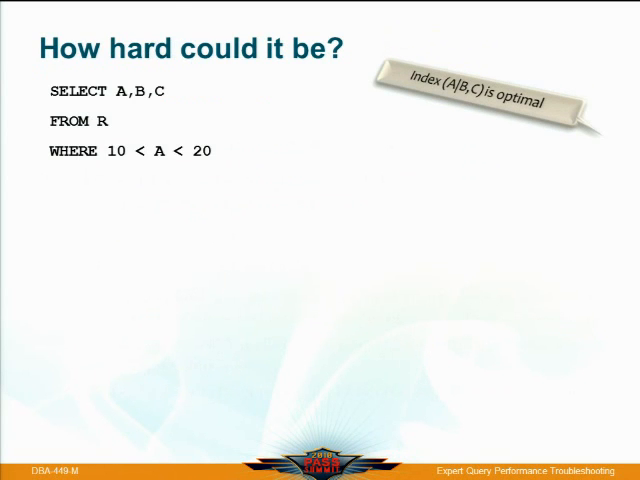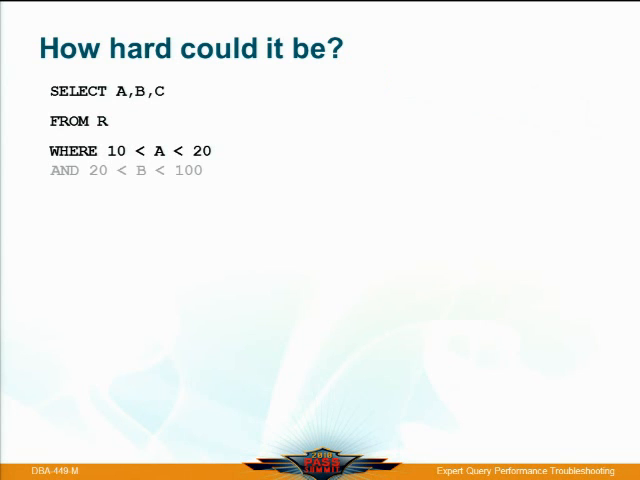To give you a visual example of this, let's consider this simple query. You have a simple select and a predicate on column A, which is between two constants. So that's relatively easy. You have one index and covering columns B and C. This is optimal in this case.